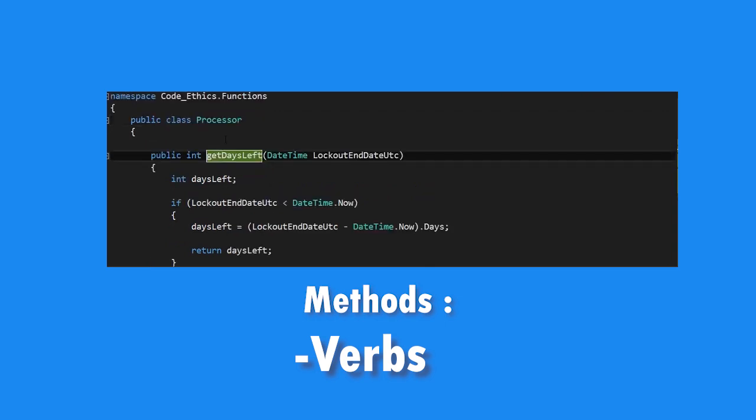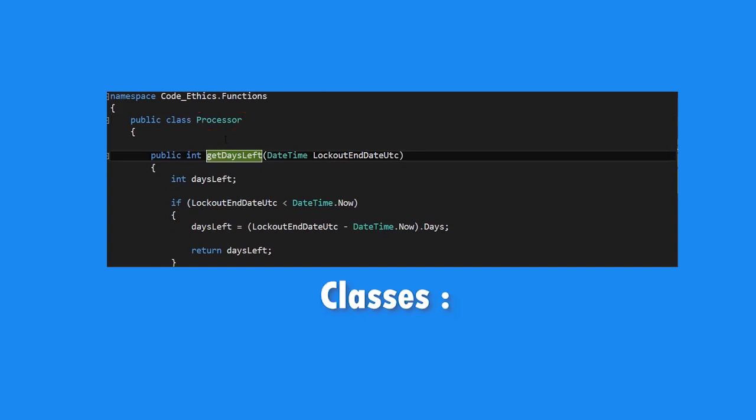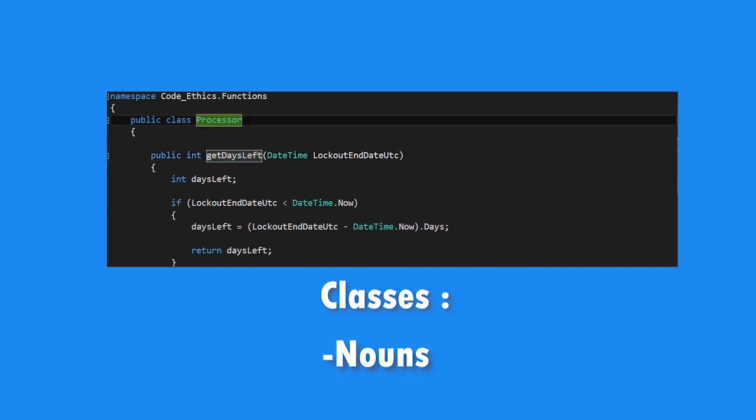Now let's move on into naming our classes. When it comes to naming our classes guys, I suggest sticking to using nouns, naming words. In this case, I would change this class name from processor to processes, right?